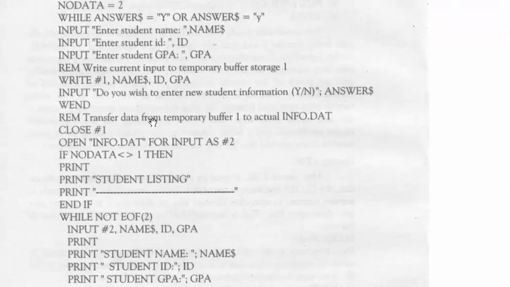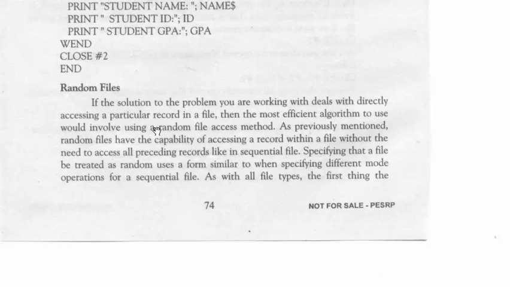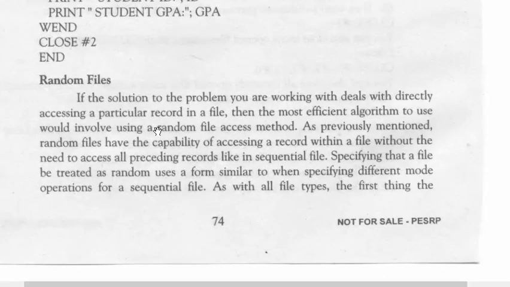So let's move to our next topic, that is about random files. If the solution to the problem you are working with deals with directly accessing a particular record in a file, then the most efficient algorithm to use would involve using a random file access method. With the random file access method, you directly go to where your data is available and access your record.